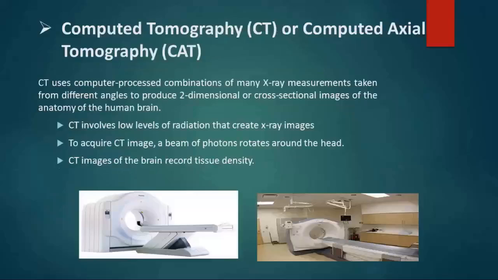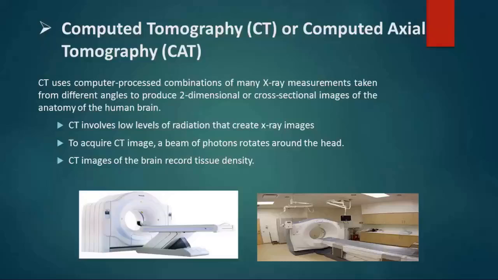So we will briefly go into details about computed tomography or computed axial tomography. We will simply call it the CT. CT uses a computerized process combining many X-ray measurements, which are mostly taken from different angles, to produce two-dimensional or cross-sectional images of the anatomy of the human brain.